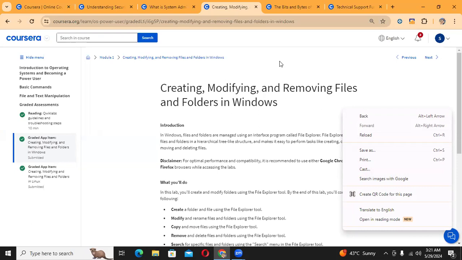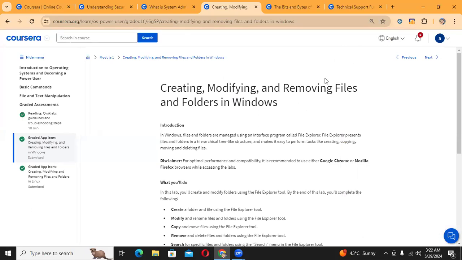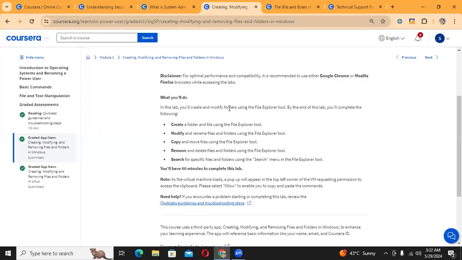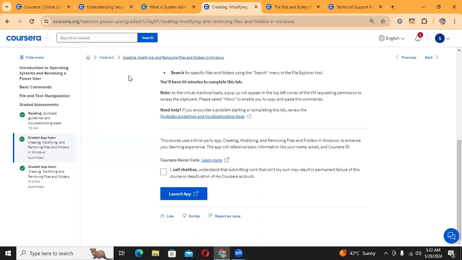So it's about removing files. It simply means clicking on something and deleting it. So that's removing files, and for folders, I have already told you how to create a folder. So basically, it is not a big deal.